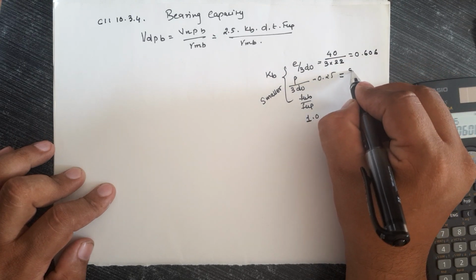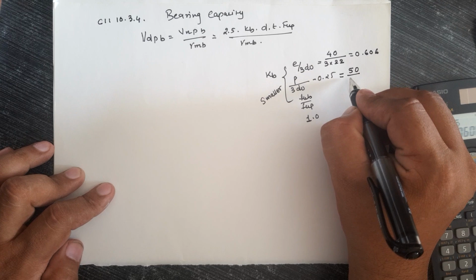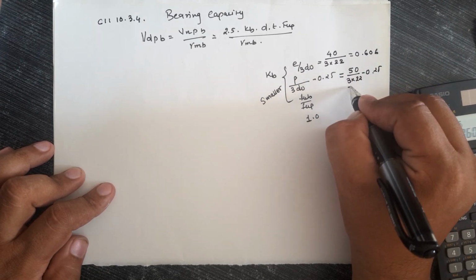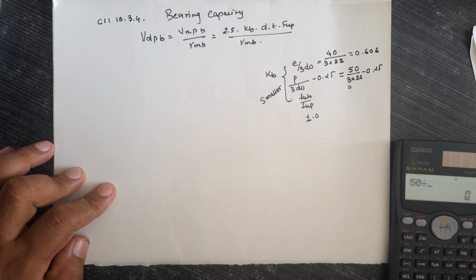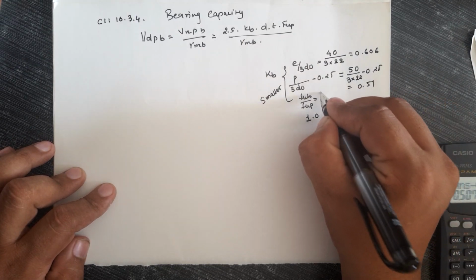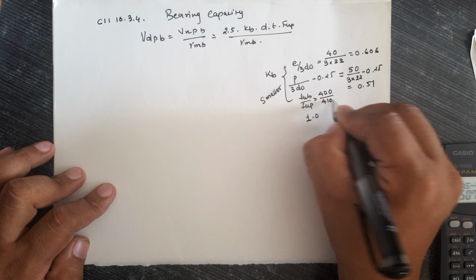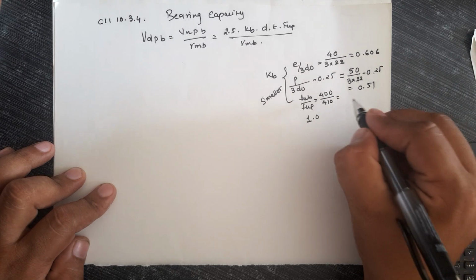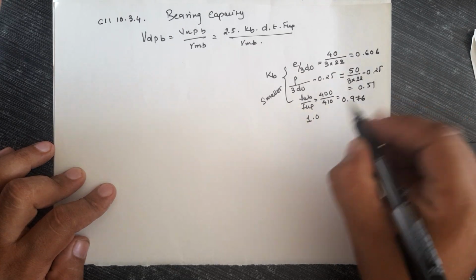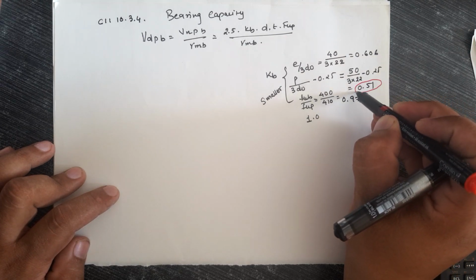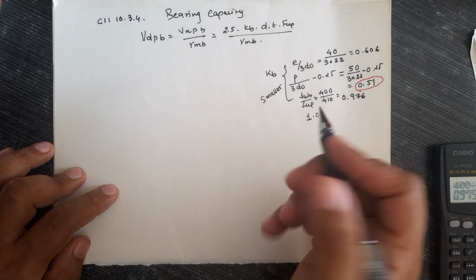Now the pitch value is 2.5 into d0, which we calculated as 50. So 50 by 3 d0 minus 0.25 is almost 0.51. Now FUB is 400 and FUP is 410, so 400 by 410 is 0.976, and the last value is 1. Out of these four values, the minimum value is 0.51. So we have kb equal to 0.51.